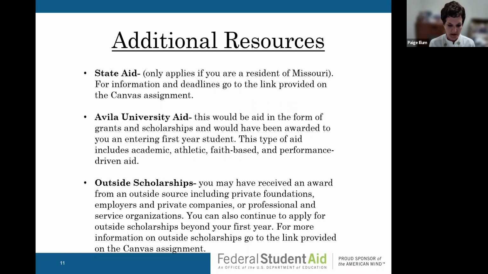Then there are outside scholarships. The reason why I mention this is because I do feel like this is a source of financial aid that a lot of students don't necessarily pursue. And so again, I've included on our Canvas assignment a link that can provide you with a laundry list of different links that you can look at and see if you might qualify for outside scholarships. So I'd encourage you to check into that.